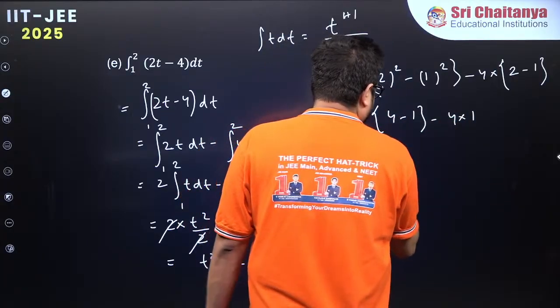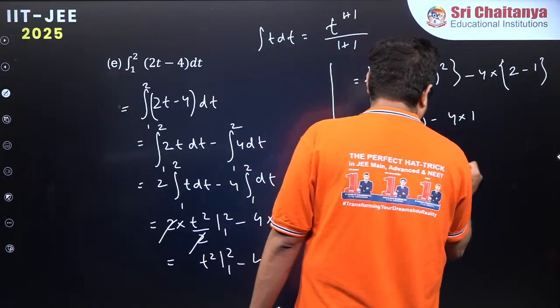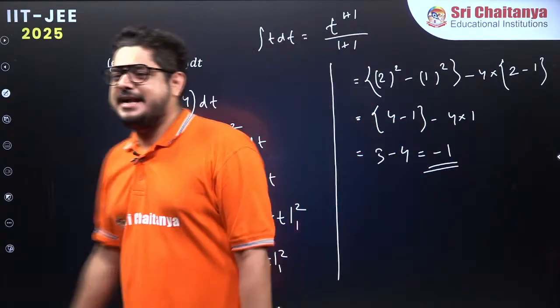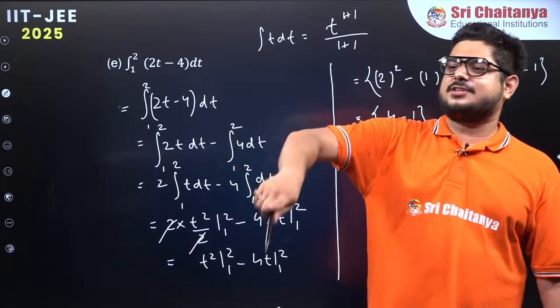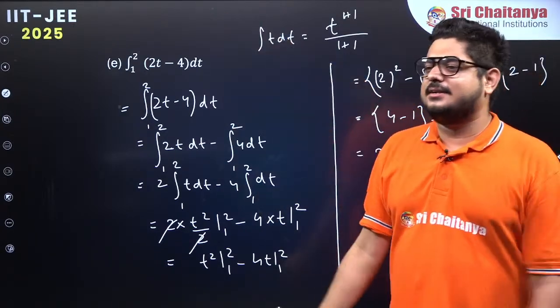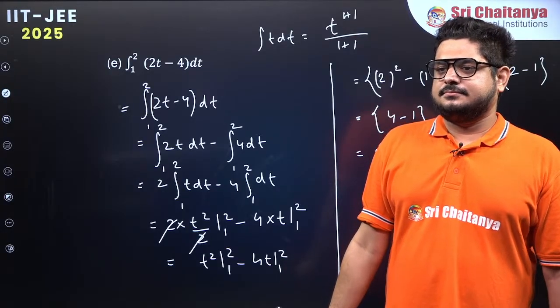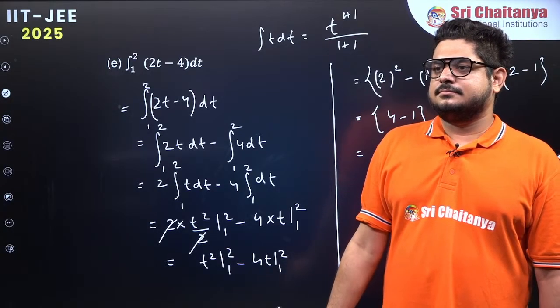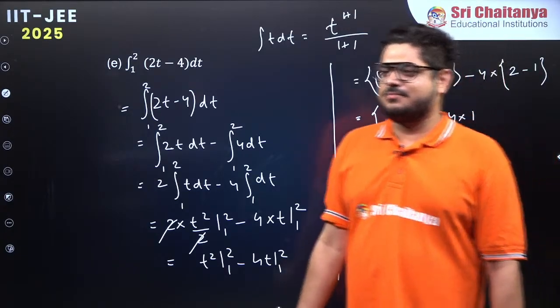So if I solve this, I will be getting 4 minus 1, minus 4 into 1. So 4 minus 1 is 3, and over there it's going to be minus 4. So what will be the answer? Minus 1. Are you getting minus 1, everyone? If yes, give me a thumbs up. If you are getting minus 1, write down the answers over there. Great, great, great. Minus 1.